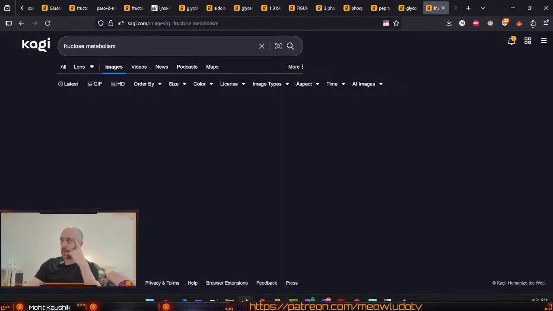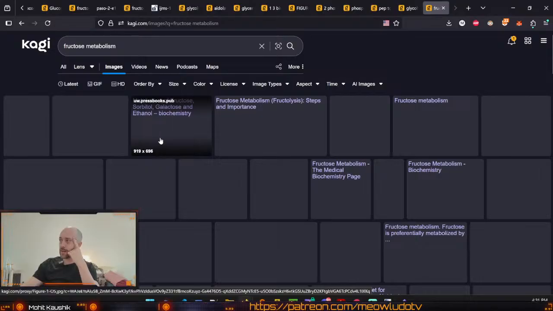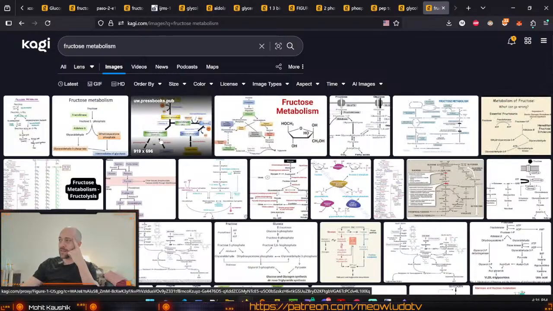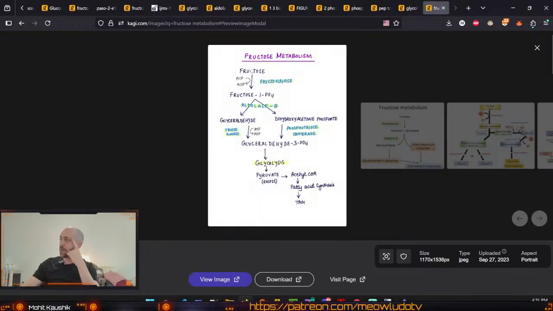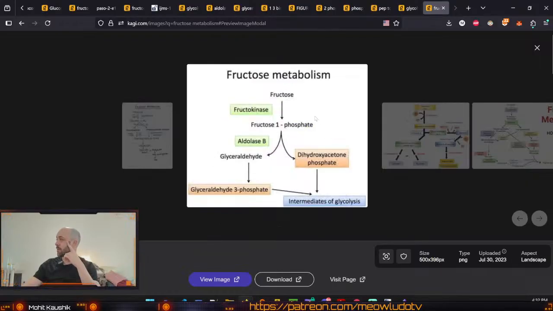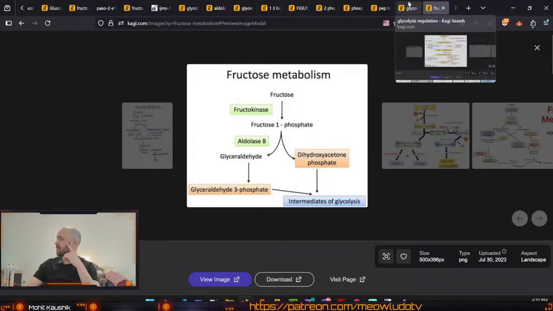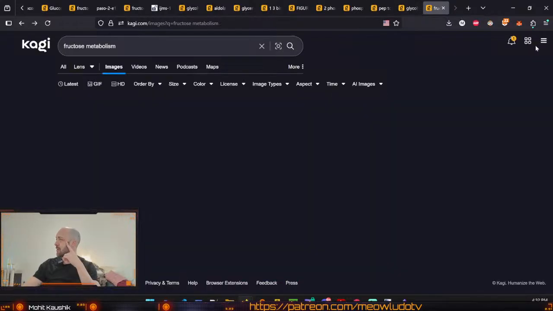Fructose metabolism. So how's fructose metabolized? Well, it actually enters the glycolysis pathway. Let's have a look here. Fructose takes a bit of energy by fructokinase and it creates fructose 1-phosphate and then goes down here. But so it actually gets chopped up. Where does it get its extra carbon from? Fructose is it 5? Is it 5? Let me just double check this.